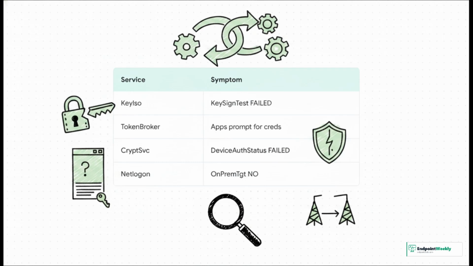A failed device auth status? That points straight to CryptSvc. And if on-prem TGT is no on a hybrid Key Trust device, look at Netlogon. Seriously, no more guessing. The command tells you exactly which service is dropping the ball.